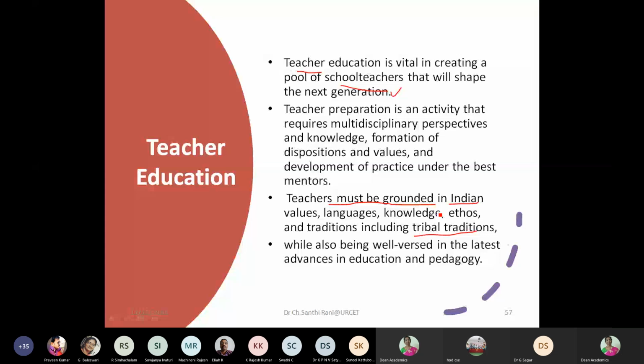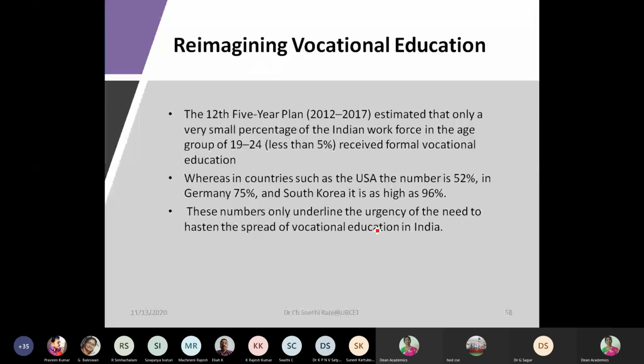And then, like that, instruction while also being well versed in the latest advances in education and pedagogy. So teachers will become more well versed with all these values, including tribal traditions. Now we have come to almost the last slide, I can say.